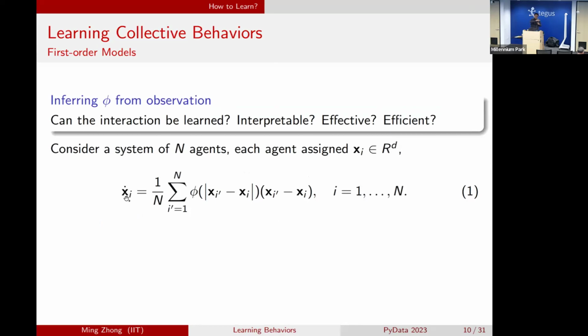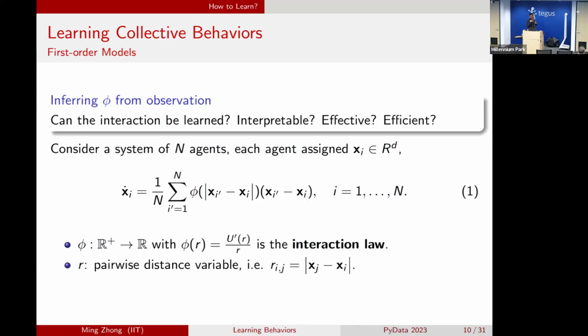Okay, if I simplify, then I have a really simple first order model, where the change of the state of each agent is an average sum of a certain function, which I will give a name, based on the pairwise distance of the states and weighted by the pairwise differences. Okay, it's a really simple model, but you can have a lot of different patterns out of it. We call this particular function the so-called interaction kernel or interaction law, meaning that it governs how agent x_i' would influence agent i in moving into the next step. Okay, and in this case, there is a pairwise distance variable. Why do I mean pairwise distance? You can actually generalize and remove this restriction at a later stage.